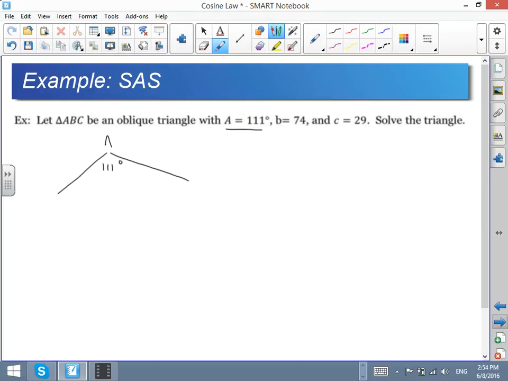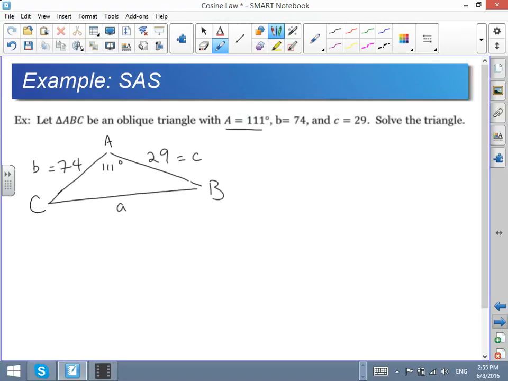That's angle A. We don't know what side A is, so we'll leave that blank, but B and C are given as measurements. So side B, which is over here, across from angle B is 74, and then angle C here, with side C being across from it, and that would be equal to 29.